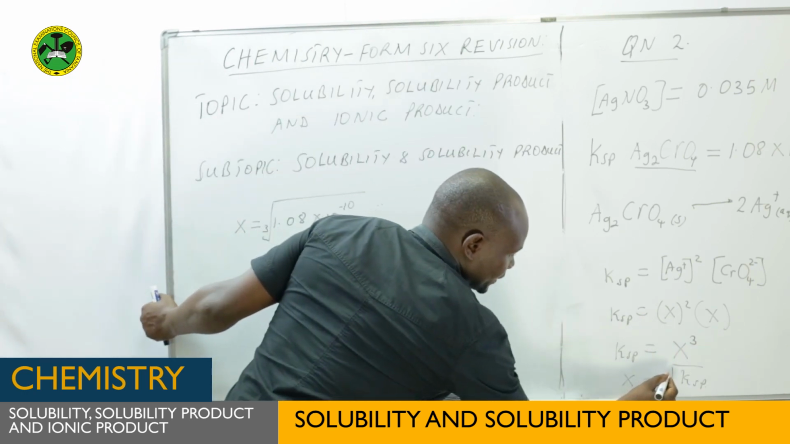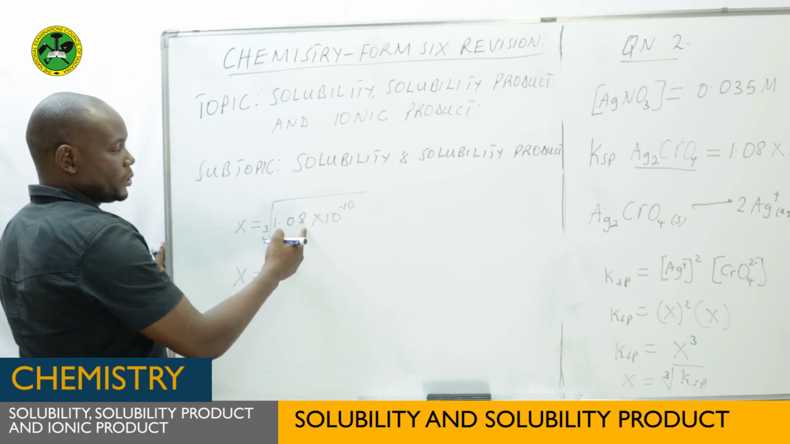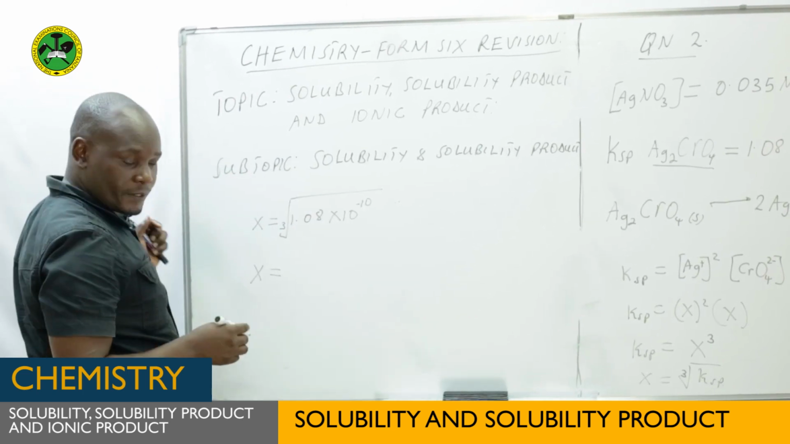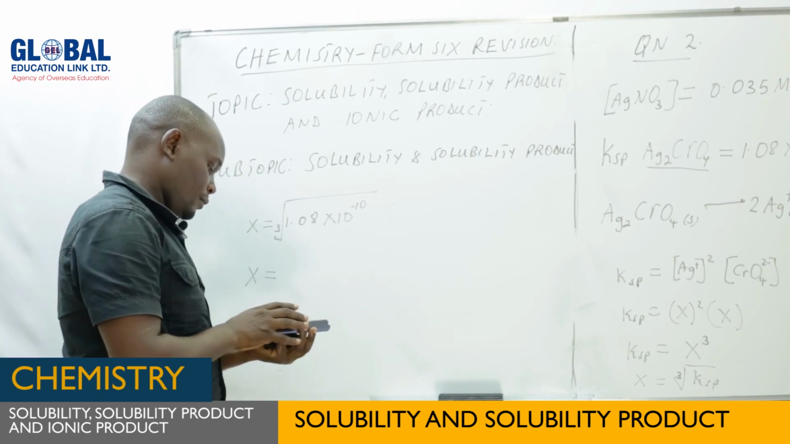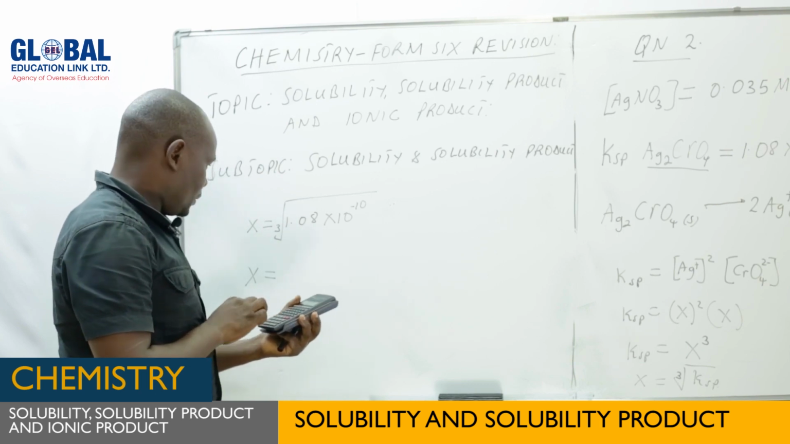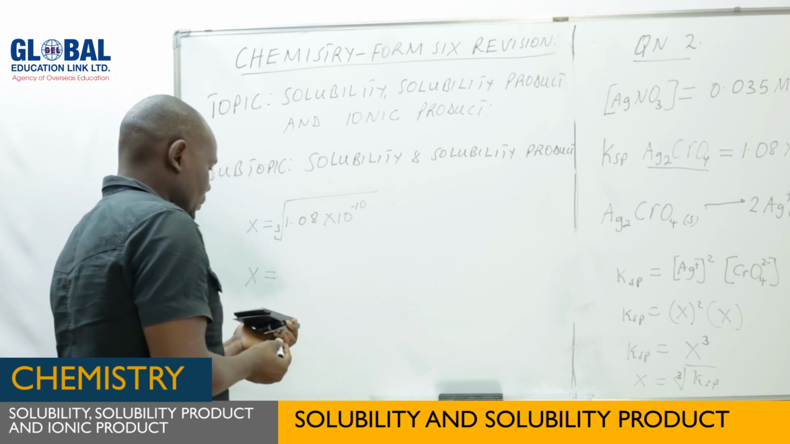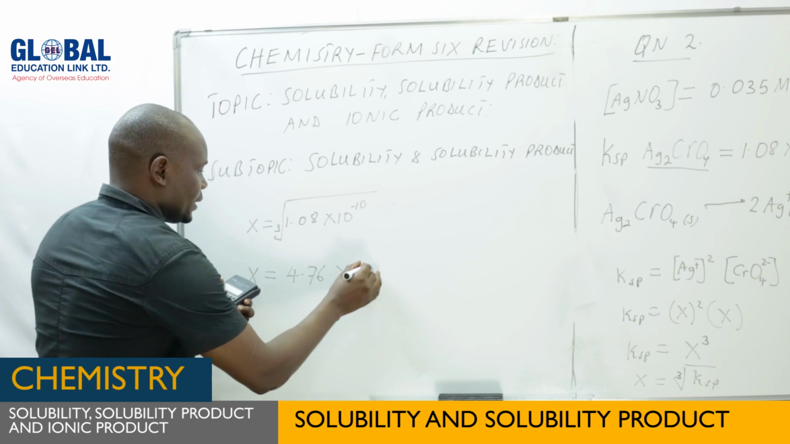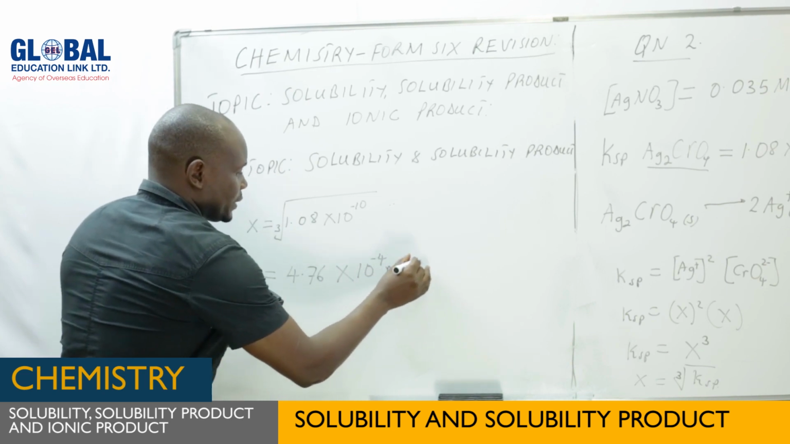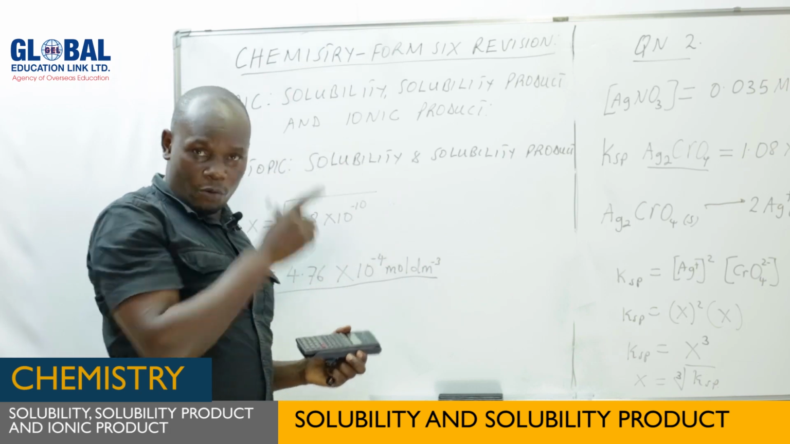Since it is 3 there, so here must be 3. So here, if we find now the cube root of 1.08 times 10 power negative 10, using now your calculator, that is 1.08 exponent negative 10, then its answer is 4.76 approximately, then times 10 power negative 4. So this will be moles per decimeter cubic. So that is the normal solubility of silver chromate.